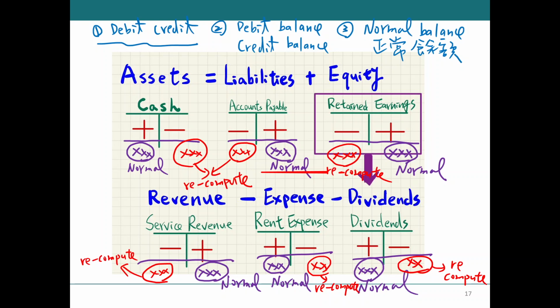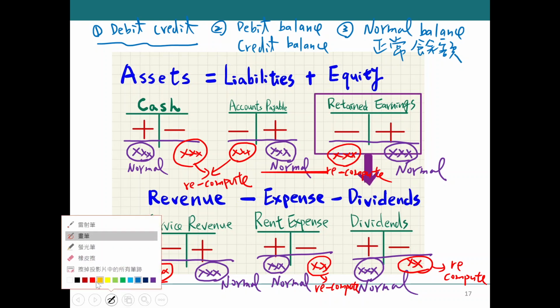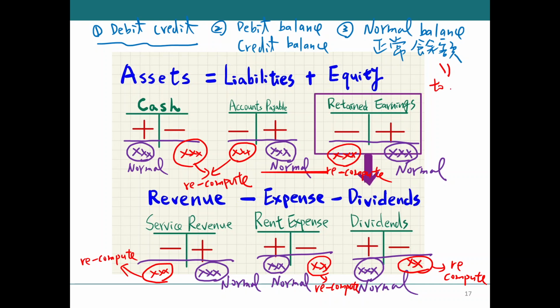We use normal balance to do what? To double check your amount, your final amount. Okay? Any questions? Based on this, later we will let you practice how to write down the transactions, using the accounting way. So take a break. Any questions, please come to ask me.